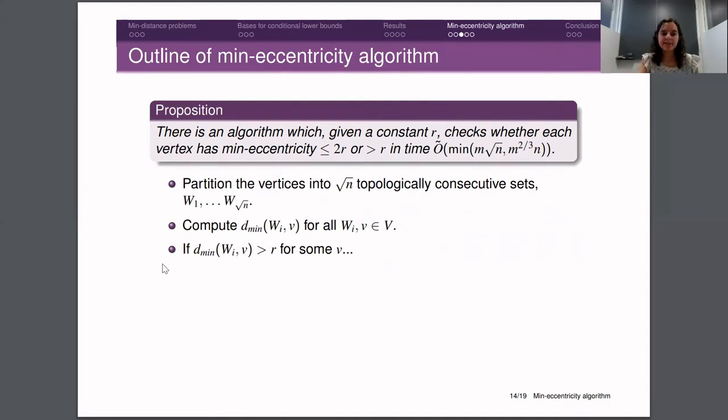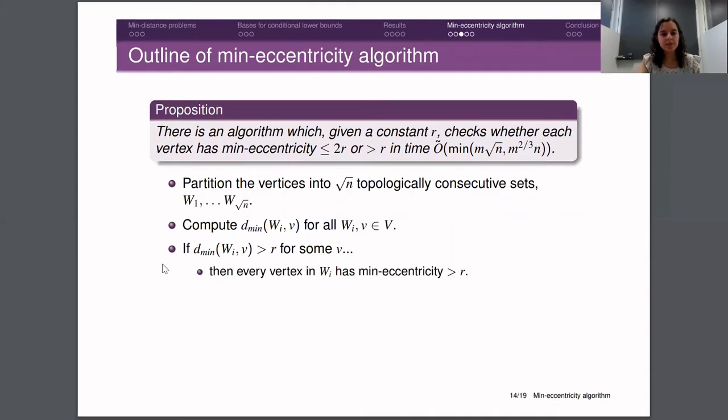So if the min distance between one of these sets and some vertex is large, then every vertex in the set has large min eccentricity, because otherwise you could just go from that vertex to get to this V. So then we're kind of happy because all of these vertices in our set have large min eccentricity, so we're done with them. We know what's going on with them. We're good.